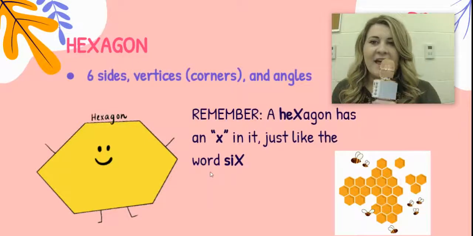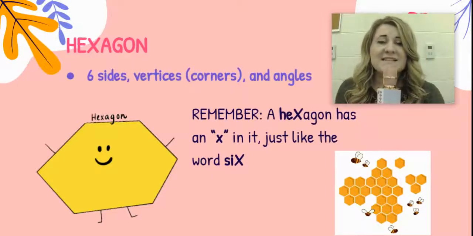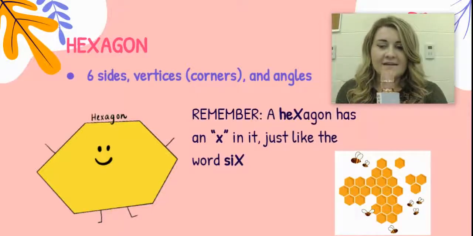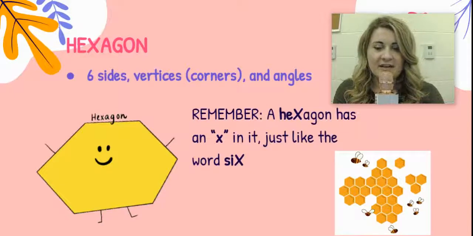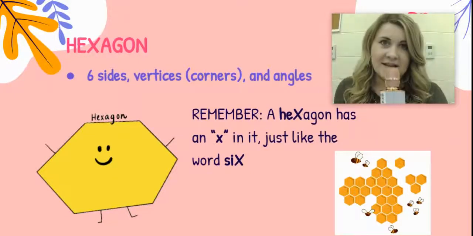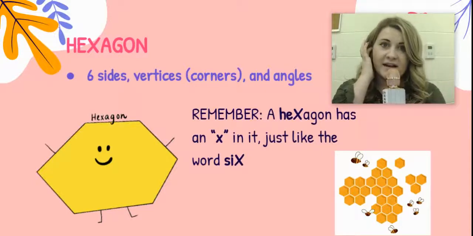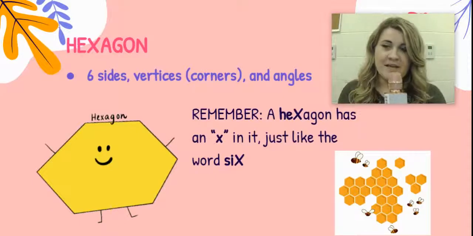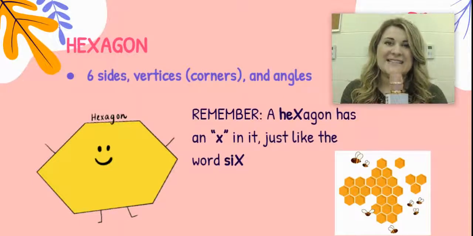The hexagon has 6 sides, vertices, and angles. Now I know what you're thinking. A stop sign must be a hexagon. A stop sign is not a hexagon. That's an octagon. We're going to get there. Hexagon looks very similar to an octagon because both are even numbers. But a hexagon has 6.